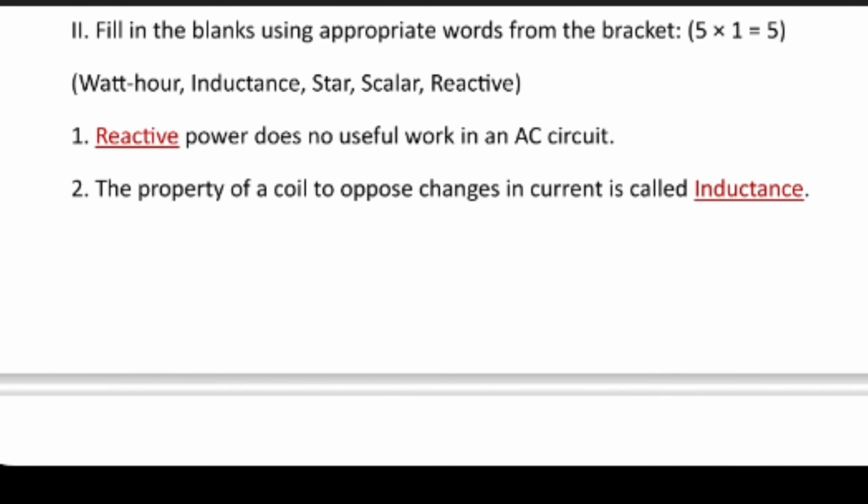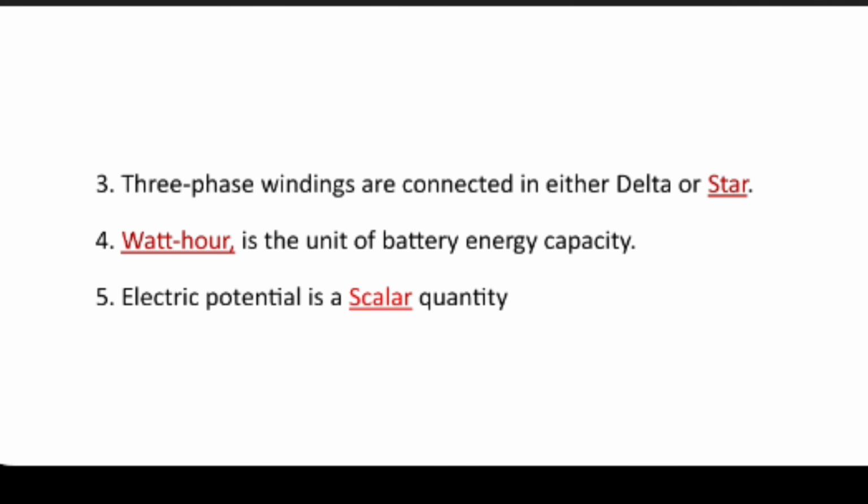And next will be fill in the blanks. Dash power does no useful work in an AC circuit, it is reactive power. The property of a coil to oppose changes in current is called an inductor. Next, three phase windings are connected to each other in delta or star. Dash, the unit of battery energy capacity, is called watt hour. Electric potential is a dash quantity, a scalar quantity.